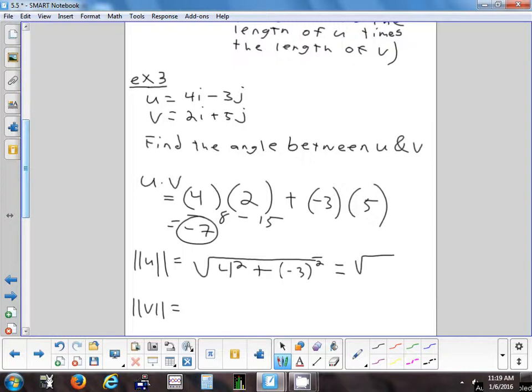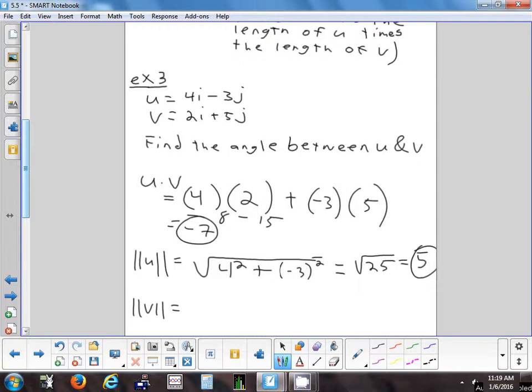4 squared is 16. Negative 3 squared is 9. Don't make the mistake of not canceling the negative. You can't. When you square a negative, it's gone. Okay, so that's 16 plus 9, and the square root of 25 is 5. Yeah, that's the second thing I need.